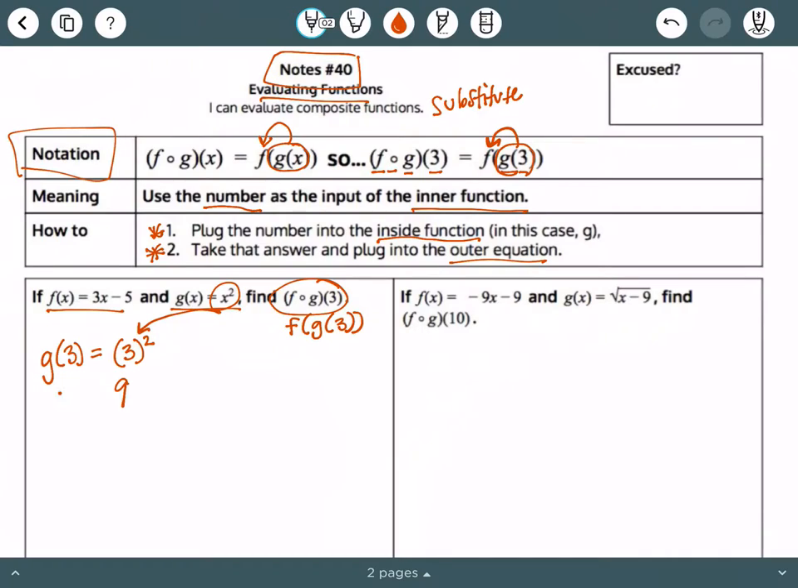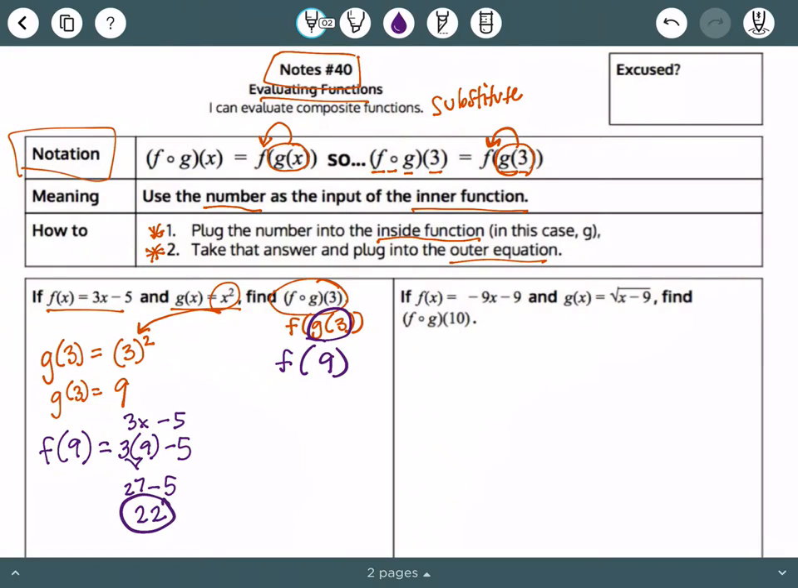So now I'm going to take the 9, which is g of 3. So instead of 3, g of 3, that number is now 9. And I'm going to take that and put it in the f equation. So I'm looking for f of 9. So I'd say f of 9. I have 3x minus 5. Everywhere I see x, I'm going to plug in the number 9. So I have 3 times 9 minus 5. So I have 27 minus 5, which is 22. My answer would be 22. So we take the inside one, we calculate for the inside one, and then we calculate for the outside one.